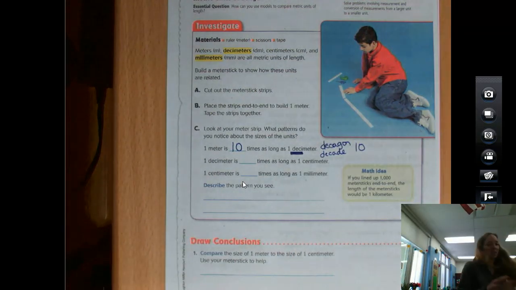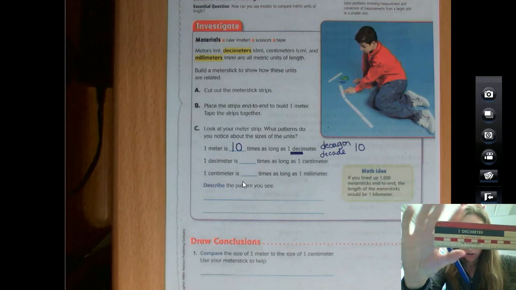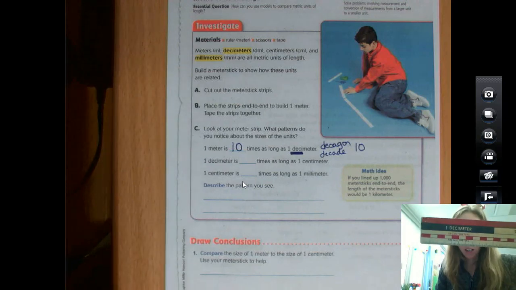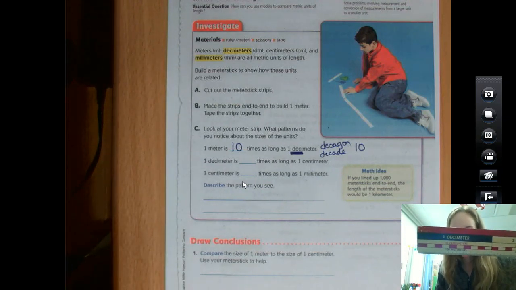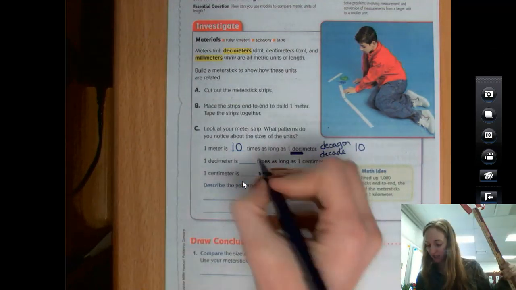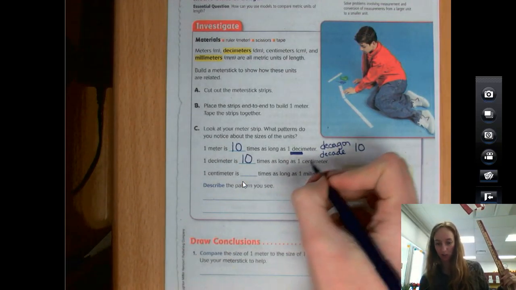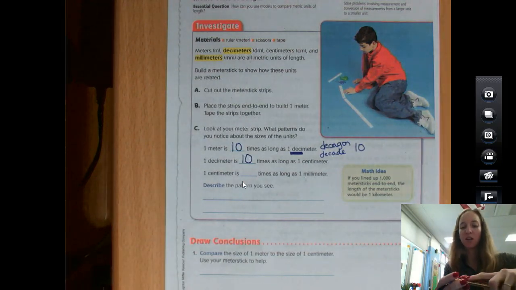Okay, when you look at that decimeter really closely, I'll try to get closer for you. See my red, white, red, white, red, white? Those are my centimeters. One decimeter is 10 centimeters. So 1 decimeter is 10 times as long as a centimeter. And 1 centimeter is blank times as long as a millimeter.